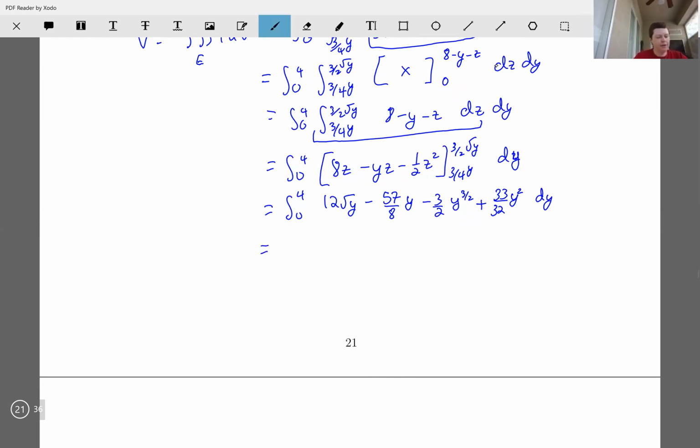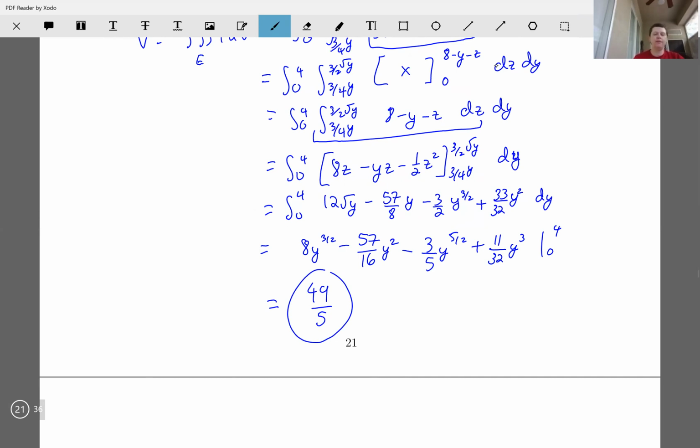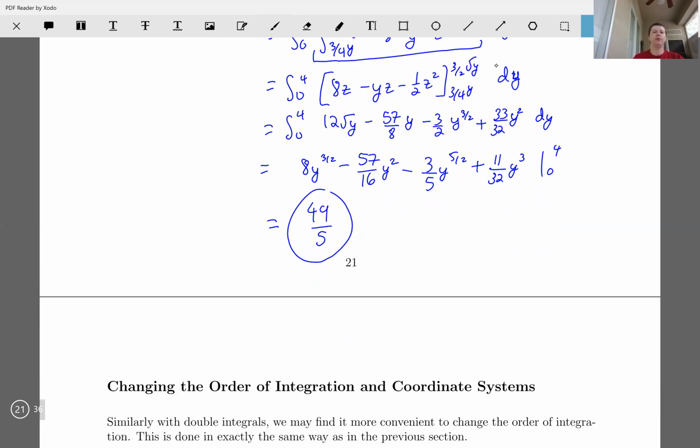And finally, we integrate with respect to y, so we get 8y to the 3/2 minus 57/16 y squared minus 3/5 y to the 5/2 plus 11 over 32 y cubed, evaluated at our limits. And that's going to give us, after plugging it into a computational device, 49/5. Phew. So as you can see, these integrals can be quite entertaining, and it is helpful to use a computer assist for some of this stuff.